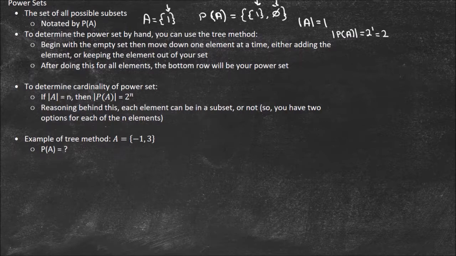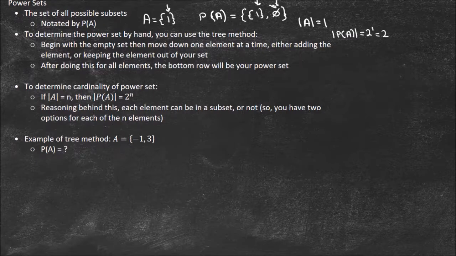But what about this rule that says you can either keep the element or you don't keep the element? Well, that's what we did, right? We started with the empty set, and then we said we're going to keep 1, and that's how we got the set containing 1. And then we also said, well, we're not going to keep 1, and that's how we got the empty set. So that's kind of the intuition.